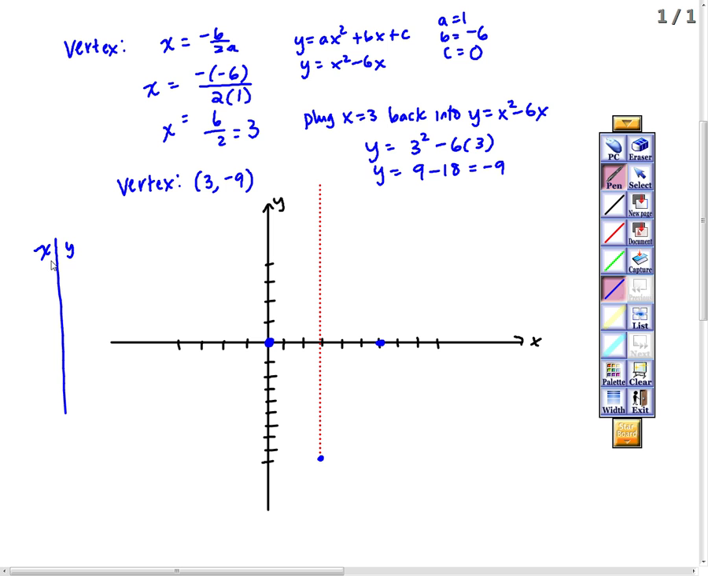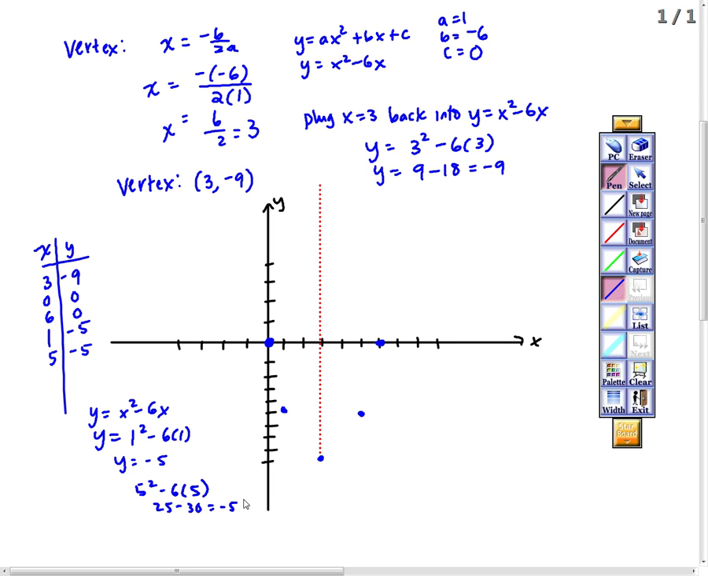You could also make an xy table. So I had 3, negative 9; 0, 0; 6, 0. And maybe I want to put in 1. Let x equal 1. So y equals x squared minus 6x. If x is 1, y equals 1 squared minus 6 times 1, so y equals negative 5. Now that means if I go 2 away from my axis, the point will also be negative 5. Do you see how I did that just by using the properties of symmetry? Let's check it. If I put in 5, I get 5 squared minus 6 times 5. I get 25 minus 30, and yes, that's negative 5.